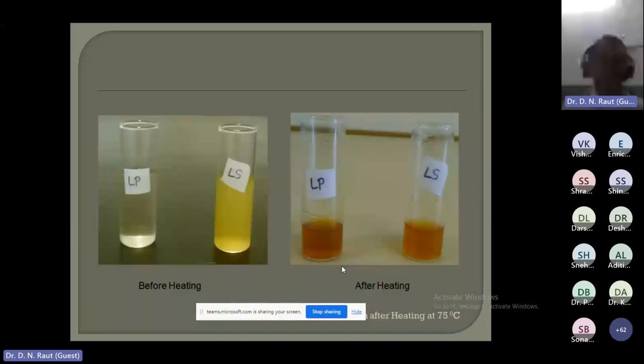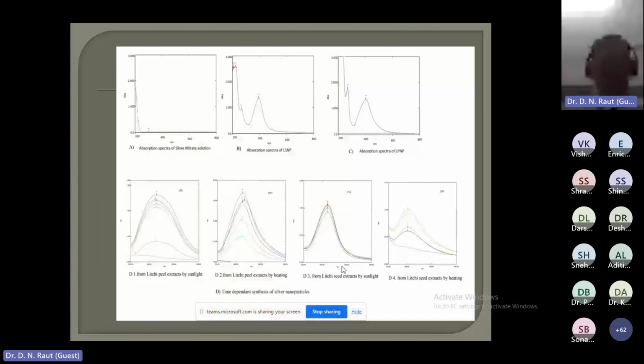The preparation of the silver nanoparticles can be identified if your solution gets a brown color. Silver nitrate is colorless, you know that, and the solution turns brown. So you can immediately say that there is a formation of silver nanoparticles. Further, you have to analyze the silver nanoparticles. There are UV methods for the analysis of silver nanoparticles.